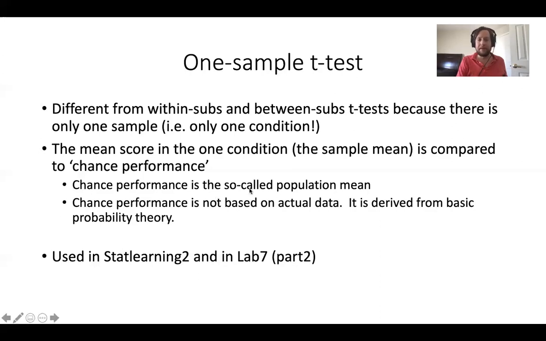But instead, they just talk about in statistics classes population mean, mu. Chance performance is, and I'll give you some examples to help you understand what this means. One sample t-test is comparing the sample mean, the mean of that one condition, to chance performance. And chance performance is that so-called population mean, or mu. And we're asking the question, is the sample mean significantly different than mu? Is the mean of that one condition significantly different than chance performance? Chance performance is not based on data that you collect. It's based on math. It's based on basic probability theory.